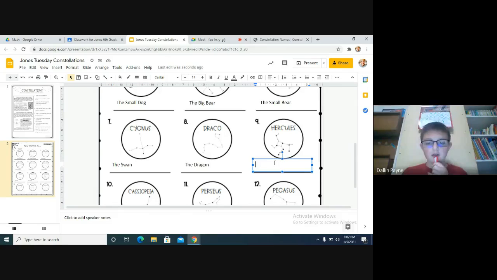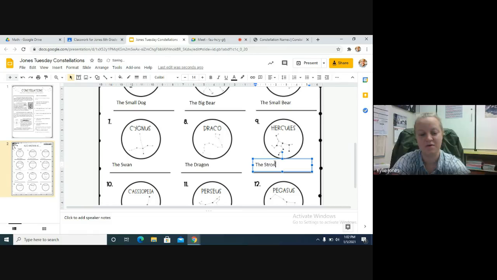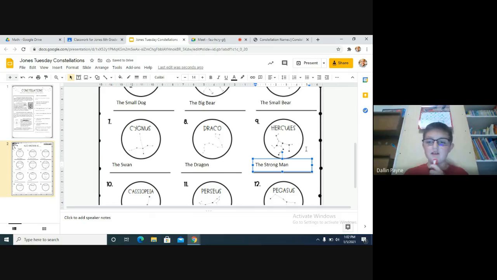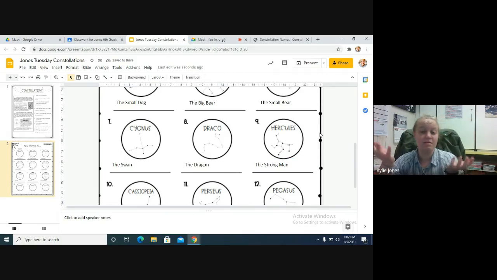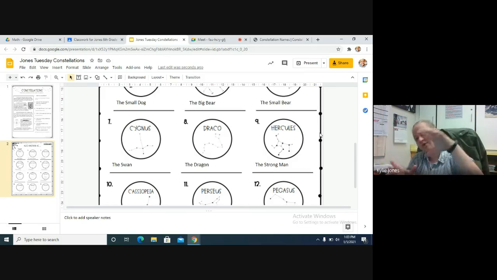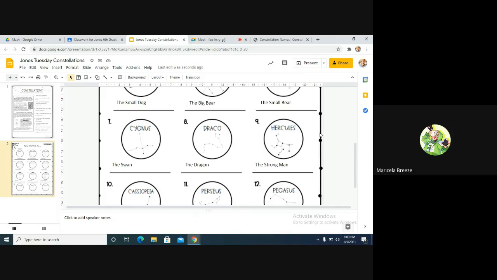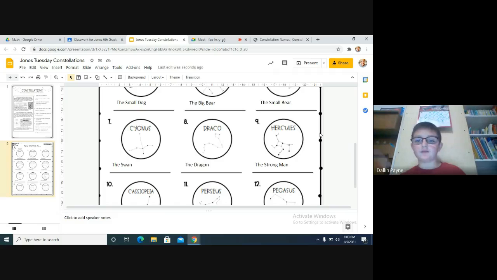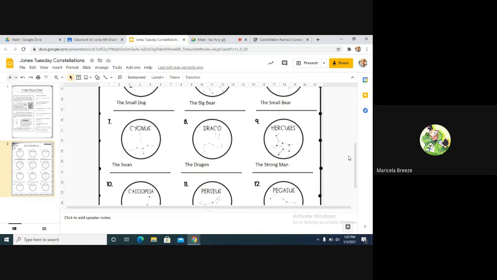Number nine, Hercules. What'd you get for that? The muscly man. Which makes sense based on the myths of Hercules, right? If you think about the movies about Hercules, he's a big, strong dude. And he's kind of like a sideways man in this, I feel like. His body is more towards the bottom right of this, if you flip it. And then his legs are kind of up. To me, it looks like a ninja star. Maybe. Oh, no, it does.